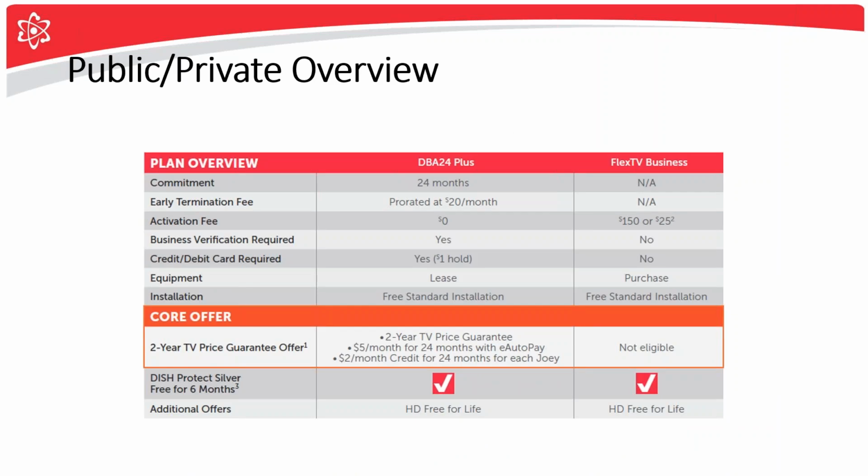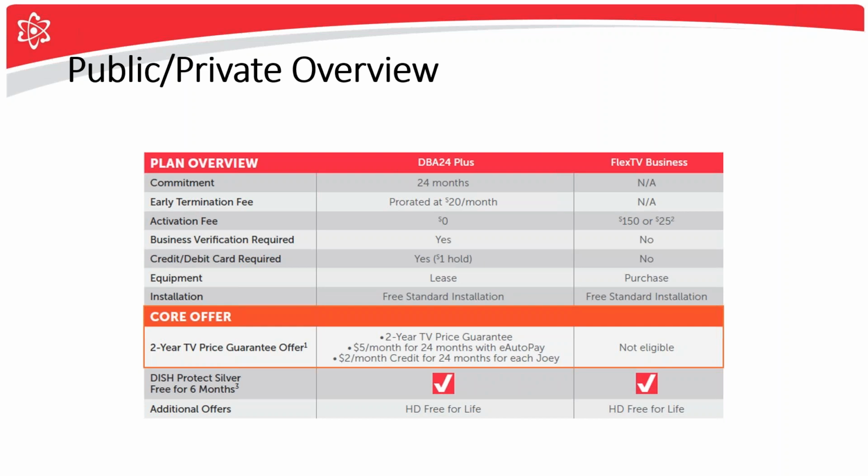So let's look at how simple it is when we look at the plans. Your residential customers have 5 different plans that they could possibly qualify for. With a commercial customer, there are only 2 plans. It's going to be DBA 24 Plus or Flex TV Business. With the same promotion, 24-month commitment for the DBA or no commitment for the Flex TV Business. There is no activation fee for the DBA 24 Plus customer. The business verification will be required. They can lease the equipment, and they still get the free standard professional installation.